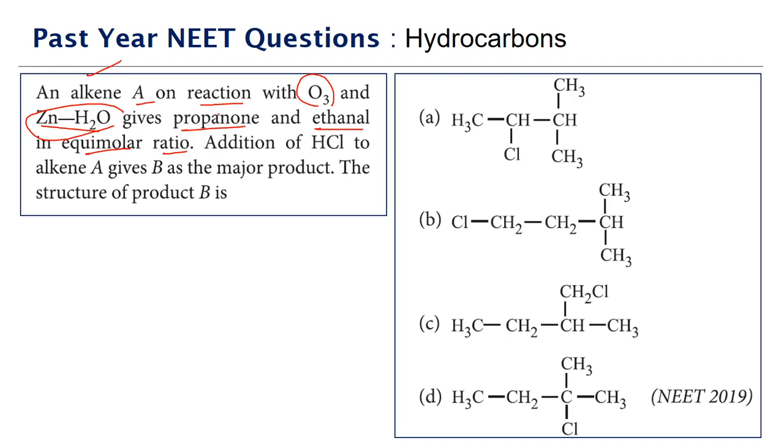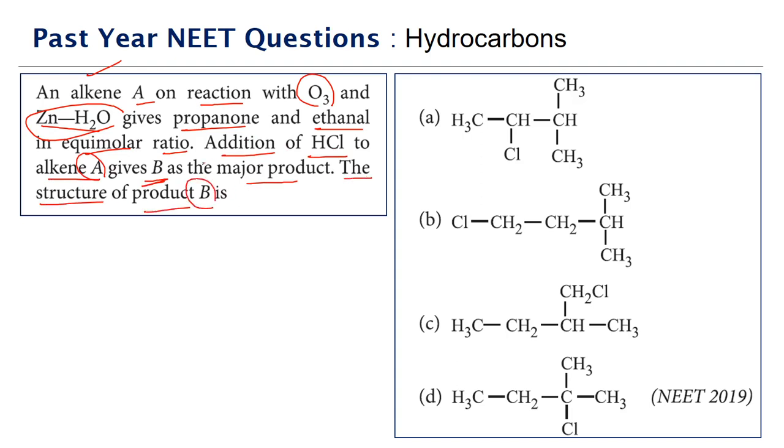Means wherever the double bond is present in the alkene, it is getting broken to give rise to the carbonyl group. So we have exactly on one side the propanone getting formed and on the other side ethanal getting formed. Addition of HCl to the alkene A gives B as major product. We need to find what is the structure of the product B.